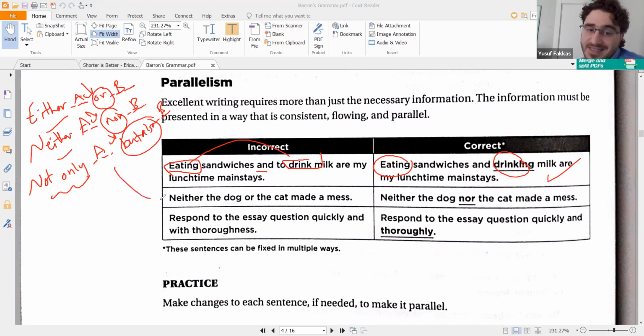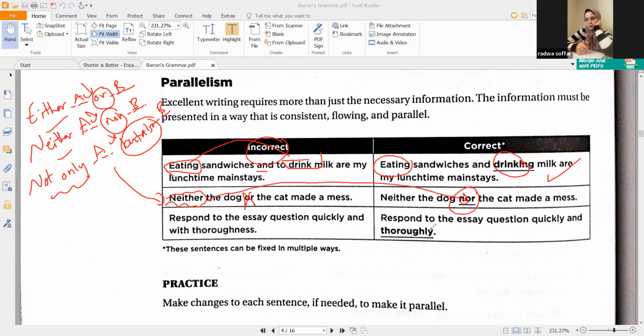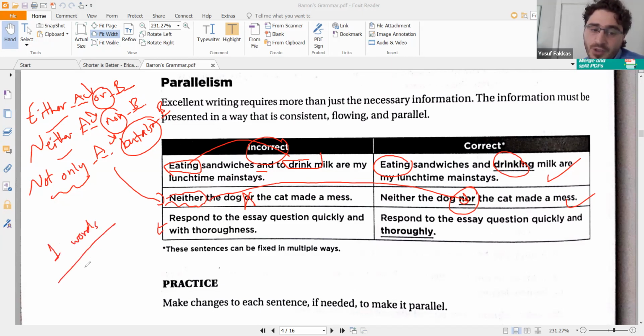So that's why if you look at the second example here, they are saying incorrect. Why? Because we started with neither the dog or the cat, and this is wrong. It should be neither nor. Okay, and now it's parallel. The third one, we said that it's either individual words or phrases. You cannot have a mix of words and phrases, right? So respond to the essay question quickly and with thoroughness. As you can see here, this is an adverb, it's one word, but here we have, what kind of phrase is this, guys?